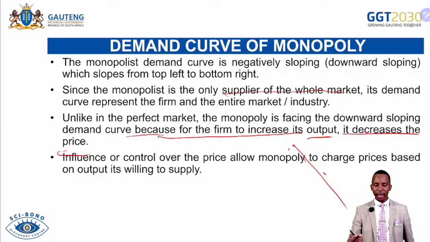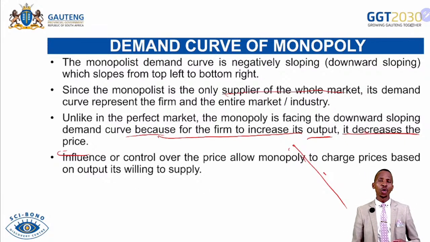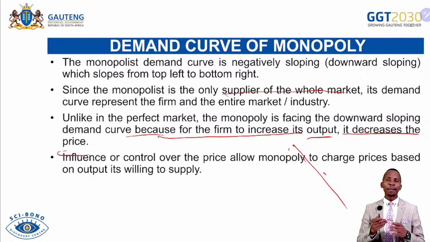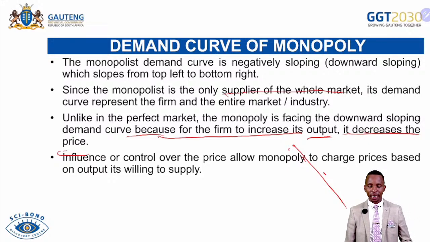Influence or control over the price allows the monopoly to charge prices based on the output it's willing to supply. So the monopoly is the price setter. It can set its own prices and does not depend on anyone to set the price. Therefore, it will always decide which price to sell at for which quantity. So it has control over both price and quantity because the firm is the price setter.